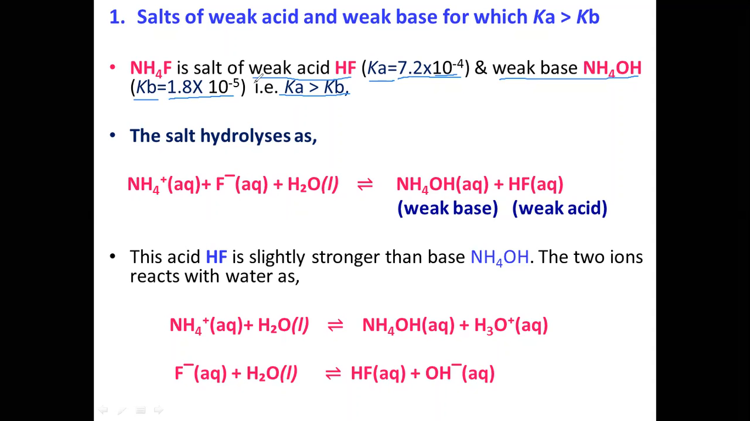Okay, so that means this value is greater now. So Ka is greater than Kb. Now this salt undergoes hydrolysis. फर्स्टली तो उसका कन्वर्जन होगा आयोनाइजेशन में.